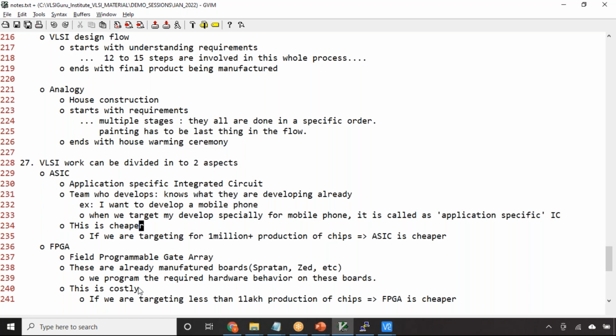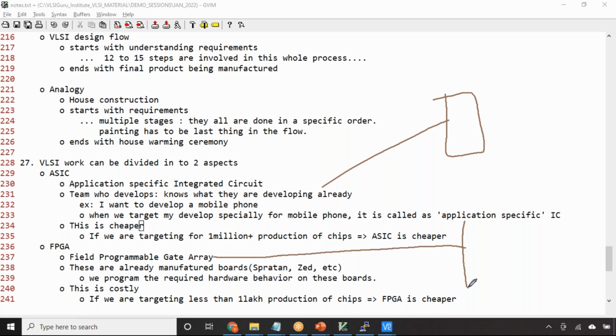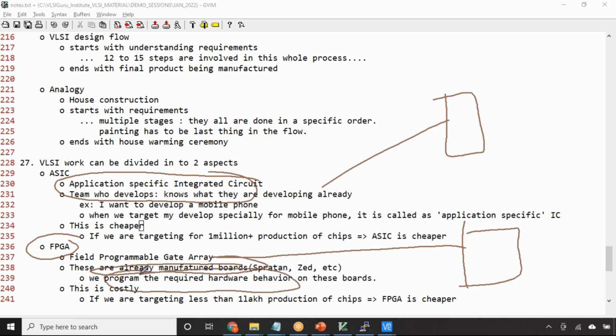Both are achieving the same purpose. Finally, both of them are giving you the chip. Both of them will give you a working electronic product. But the difference is, in ASIC you start off everything from scratch. In FPGA, you already have an already manufactured board onto which you program the required hardware behavior. So for bulk production, ASIC is cheaper. For small production, less than 1 lakh, FPGA is cheaper. So the companies decide whether to go for ASIC or FPGA based on this requirement.